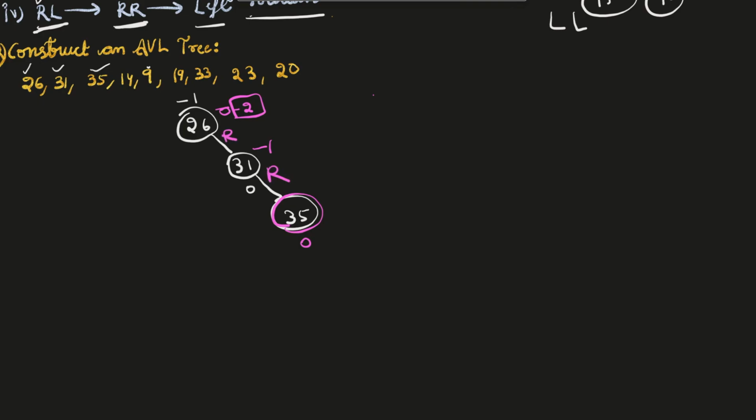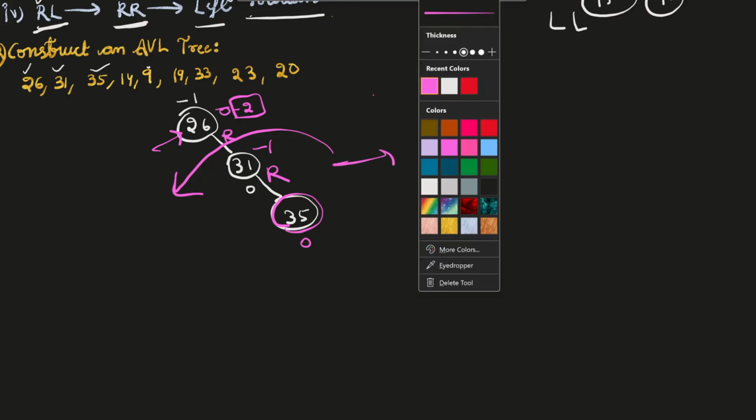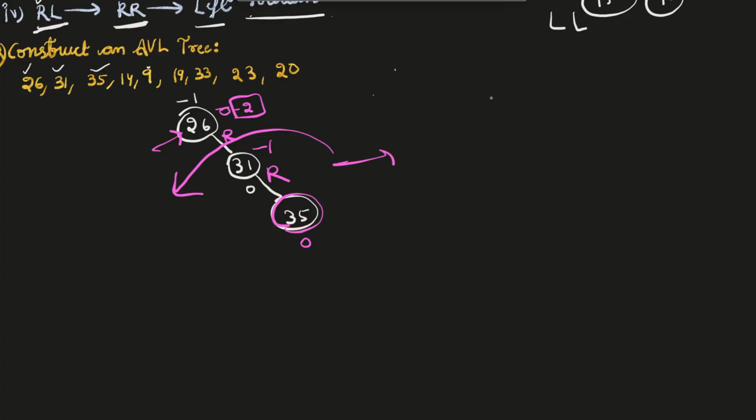How do you solve RR? We simply do left rotation at the node where we got the problem. So 26 is simply rotated to the left. Now let's redraw the diagram. 31 would now become the root node, 26 at its left, and then 35 at its right. The next element to insert is 14.